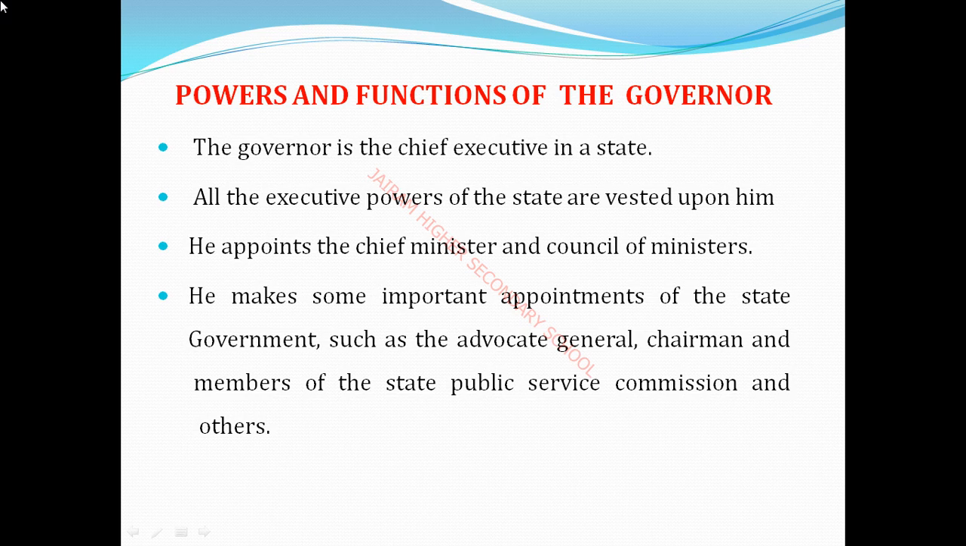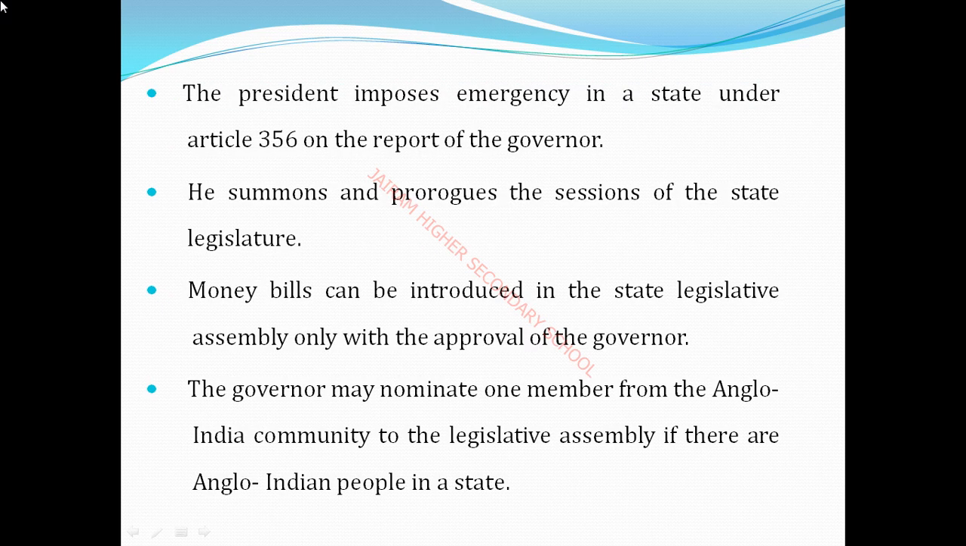Okay children, next see there, the president imposes emergency in a state under article 356 on the report of the governor. See that sentence very carefully. Here the president and the governor play the main roles in the sentence. The president is the first citizen of our nation. He may impose emergency in a considered state as per the report of the governor.